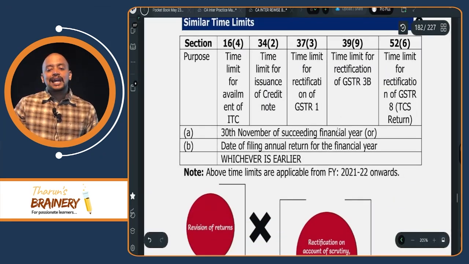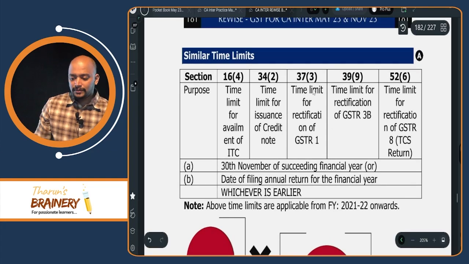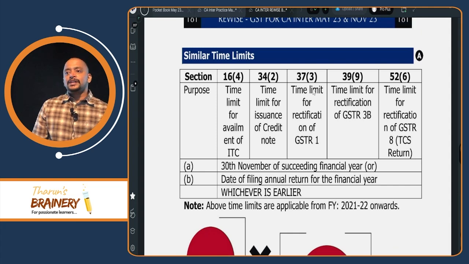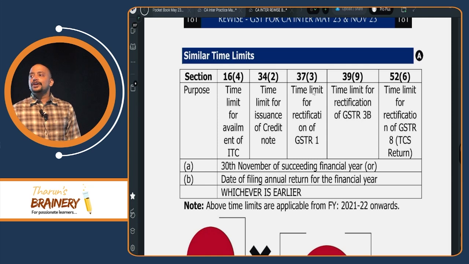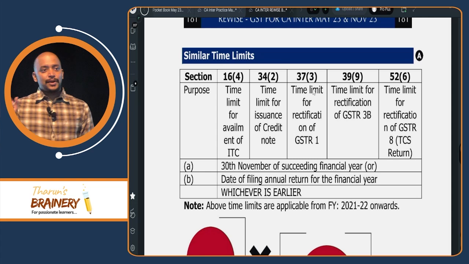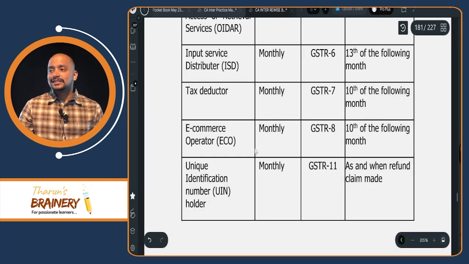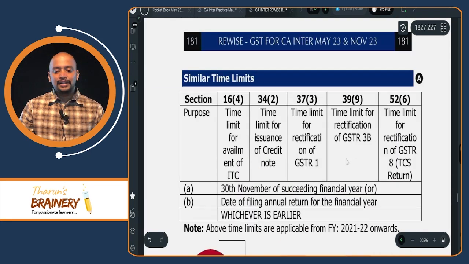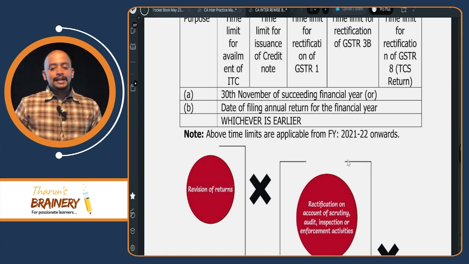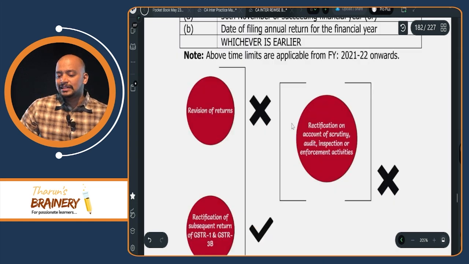Then some similar time limits we have discussed already, so it is again a repetition. What are the 5 time limits? Time limit for availment of ITC, time limit for issuance of credit note, time limit for rectification of GSTR 1, GSTR 3B and GSTR 8, that is TCS, the e-commerce operator return. So for all these 5 cases, what is the time limit? 30th November of the next financial year or the date of filing the return, whichever is earlier.